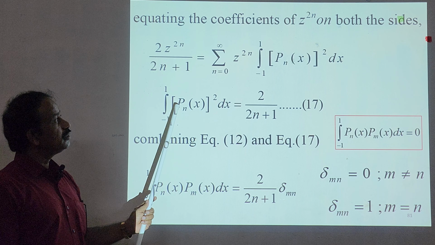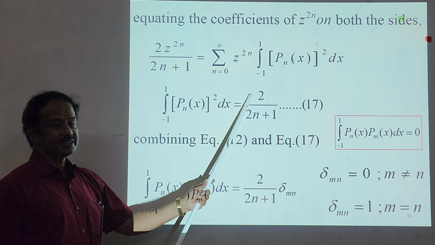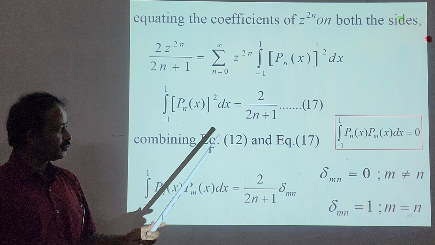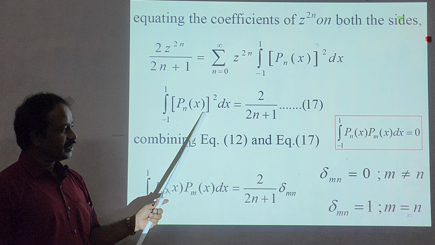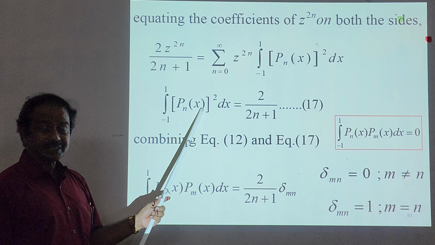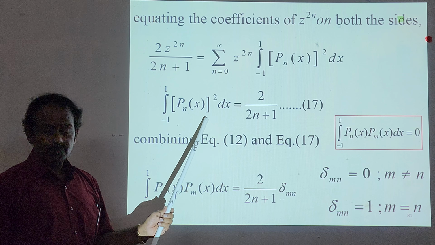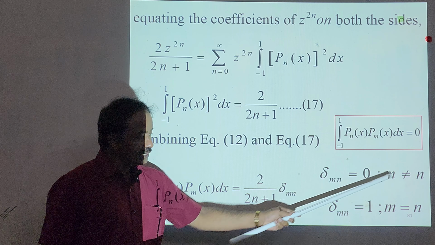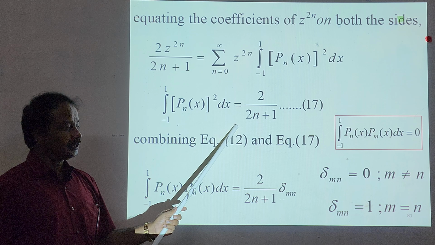So we now have the integral from minus 1 to plus 1 of Pn of x squared dx equals 2 divided by 2n plus 1. So this is for the second case. When m is not equal to n, the answer is 0. When m is equal to n, the answer is 2 divided by 2n plus 1.